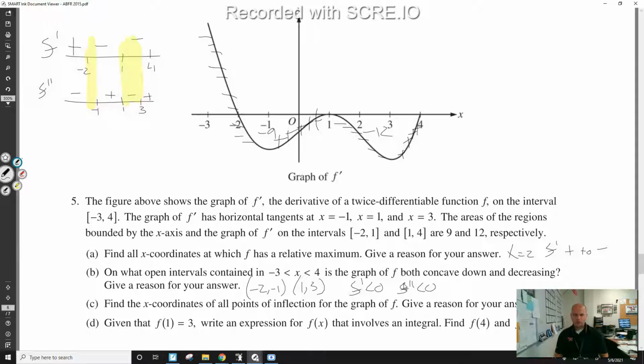Find the coordinates of the points of inflection. This is so easy. We just kind of figured that out. -1, 1, and 3. What's the justification? F double prime changes sign.